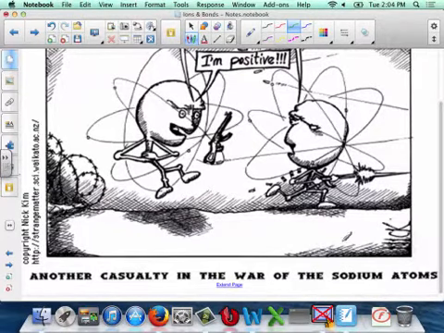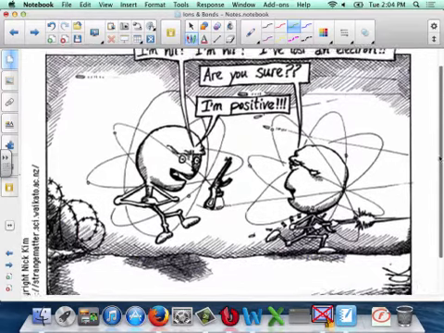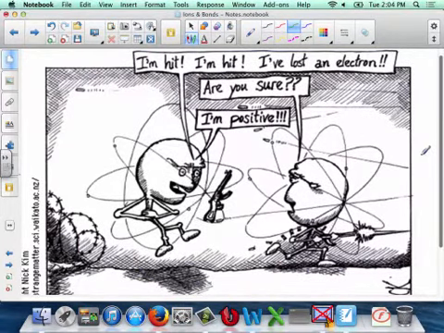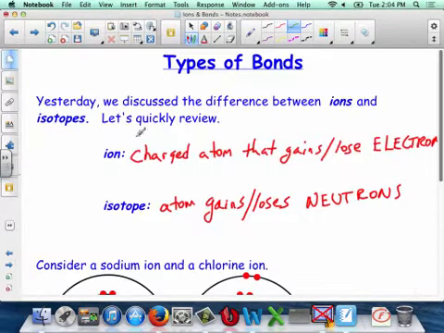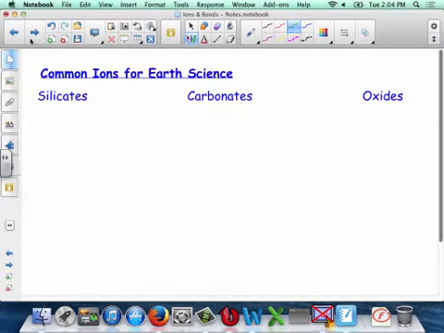Another casualty in the war of sodium atoms. I'm the only one that... Yeah, after sodium loses an electron, it becomes positive. Yeah, okay, whatever. Good. I got it, Mr. Comment. I appreciate that. I thought it was so fun. I was reading it. It was the same too.